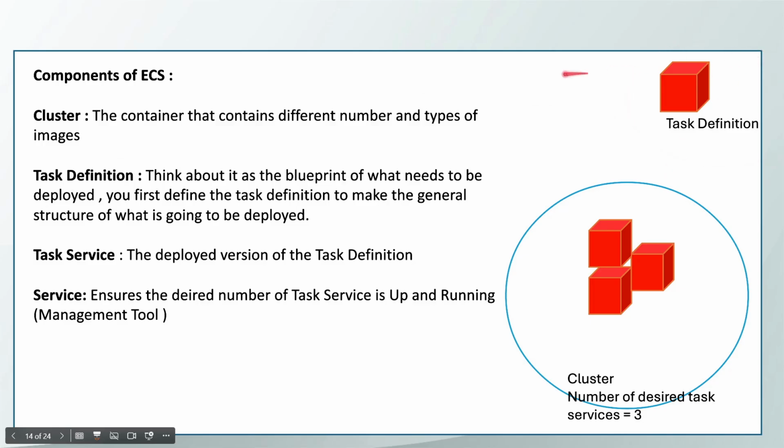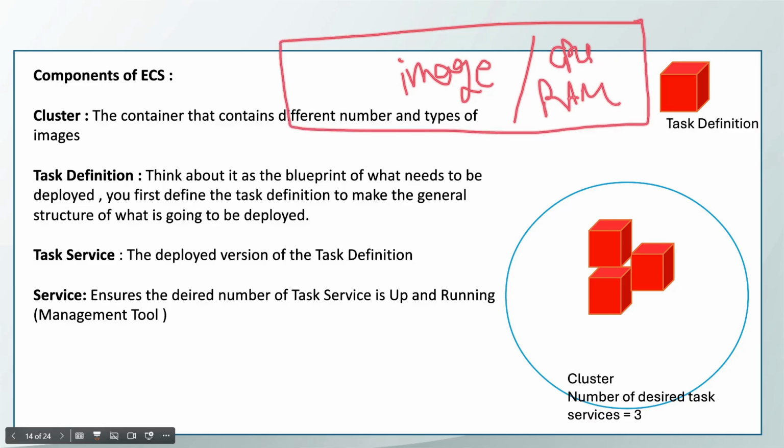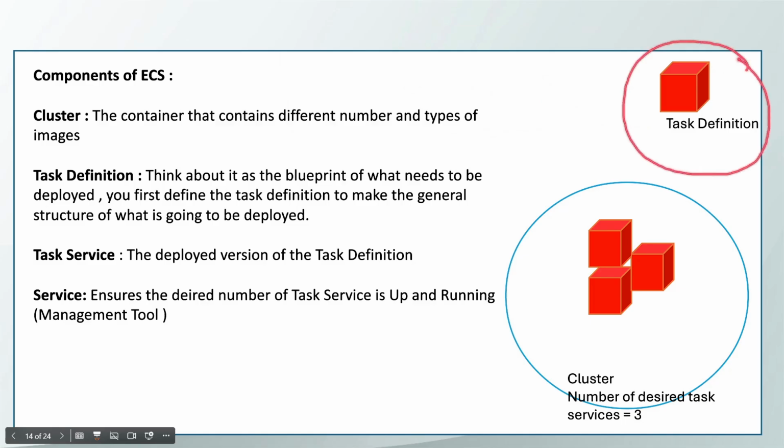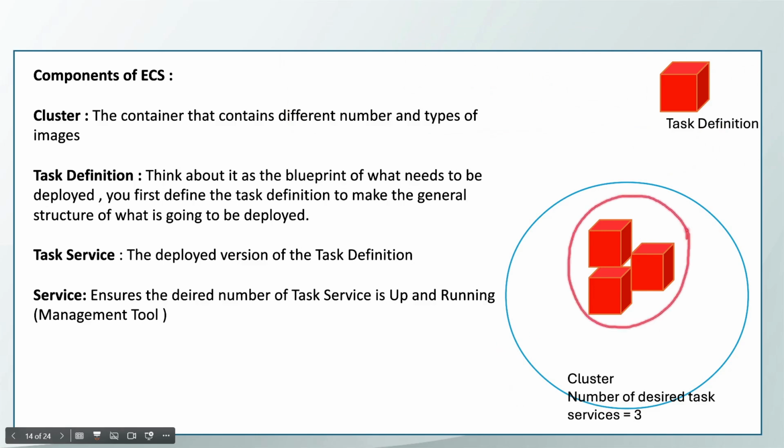You just go to your console. We're going to see it very soon. You're going to say, I want this image. I want to have this number of CPU cores. I want to have this much RAM. And this blueprint is going to be stored as the task definition. And then later, I can create services. I can create a service inside the cluster, and I can say, look, I have this cluster. Inside of it, I would like to have 3 task definition tasks running.